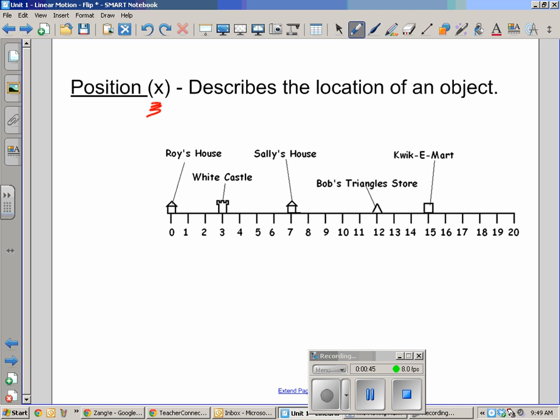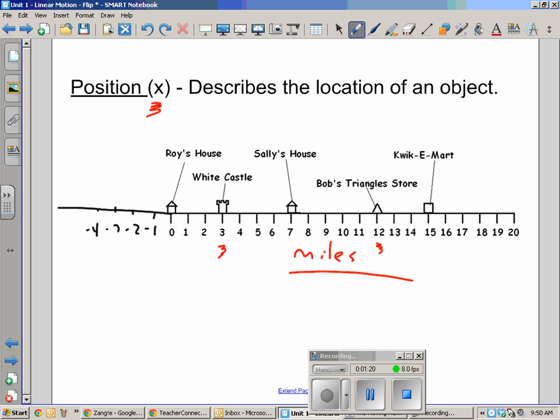And to be honest, we've been looking at this already. We've seen it in the form of a number line, right? The number line basically just marks locations and it spreads them out over these numbers. So we need to pick a unit. So maybe this is in miles. So in this example, Bob's Triangle Store has a position of 12 miles, and the White Castle has a position of 3 miles. What we didn't see before is that you can also have a negative position if you go this way, right? So -1, -2, -3, -4, whatever.